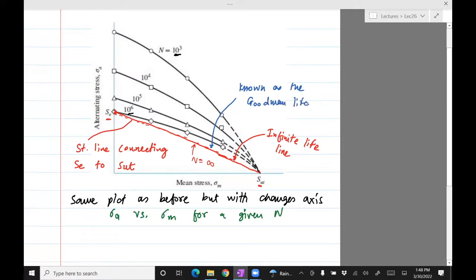So it's a life at which you're guaranteed that the material will not fail. And it basically tells you what sigma m and sigma a you would have no failure. So as long as you are in this region, you will have infinite life. Your sigma a and sigma m should be in this region, then you're guaranteed that it's not going to fail. And this is for a particular material. I think this was C.